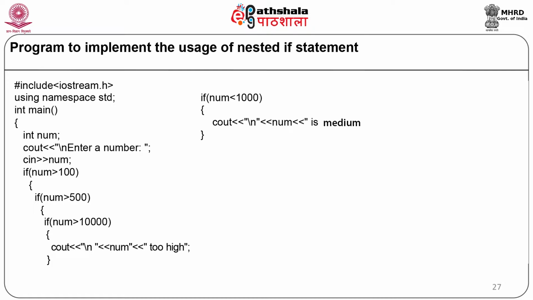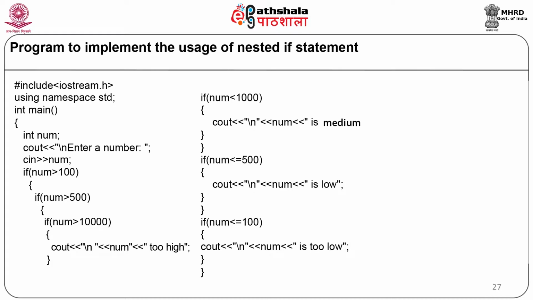Now, here 2 if conditions will end, the third if condition will also end, and outside that we will have one more if condition. If number is less than or equal to 500, then we will display the message cout the num is low. Now, outside that again we will have an if condition. If number is less than 100, then we will display the message cout the num is too low, and all the if conditions will end and our main program will end.